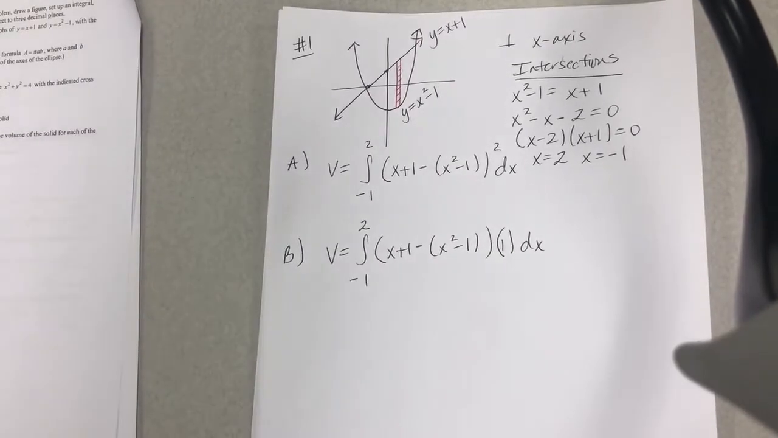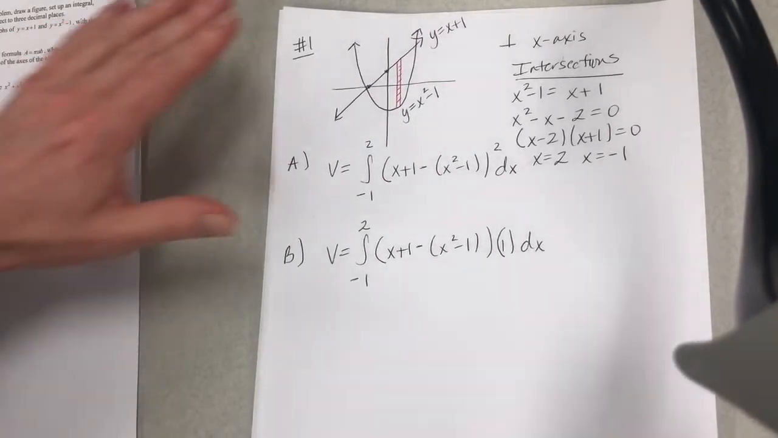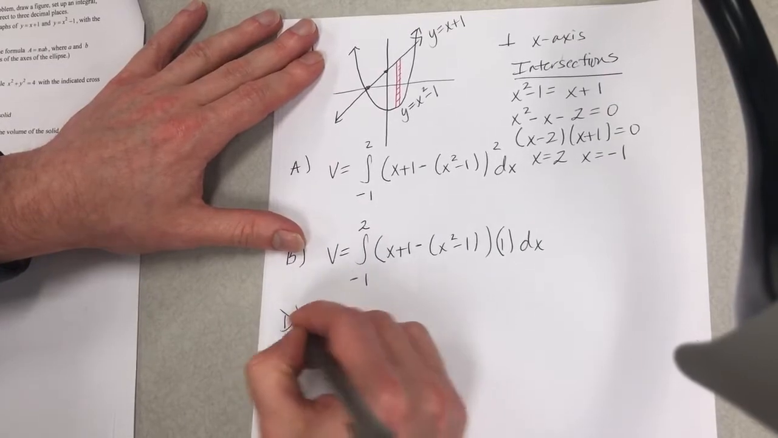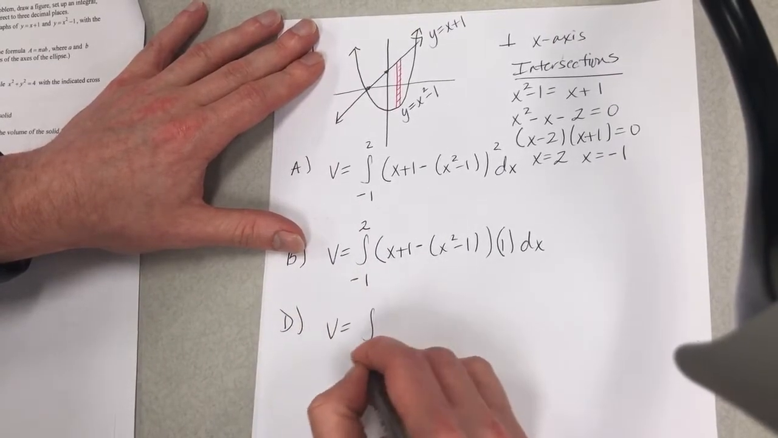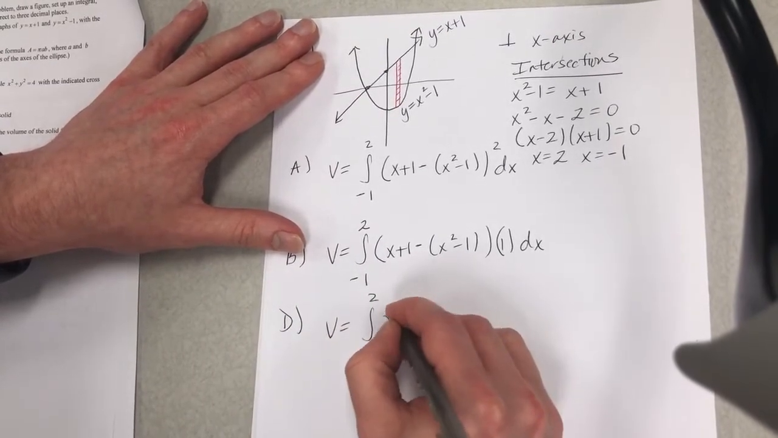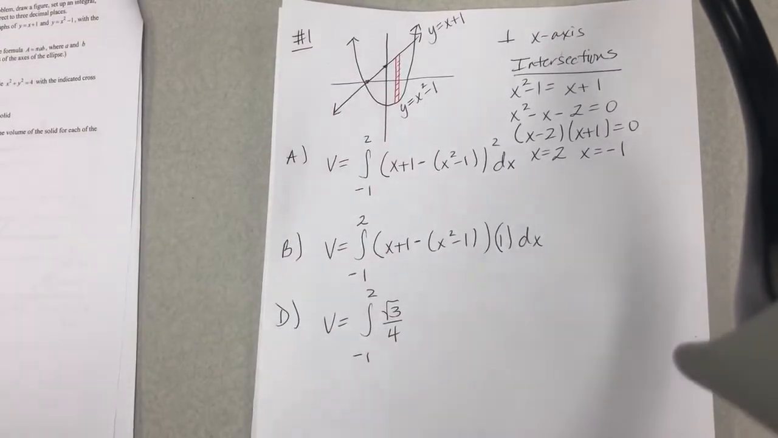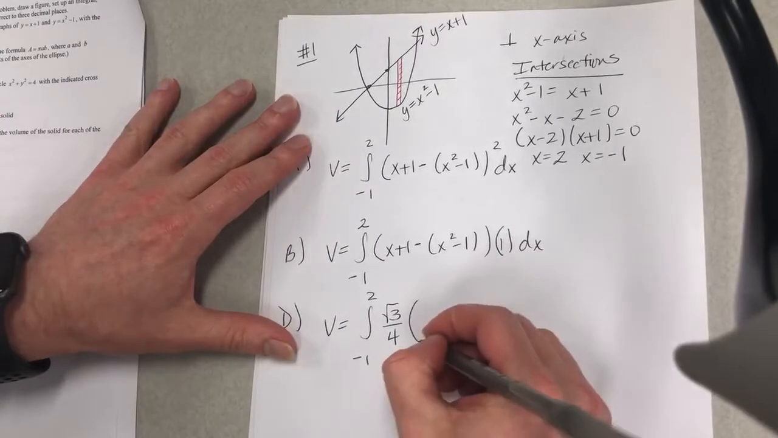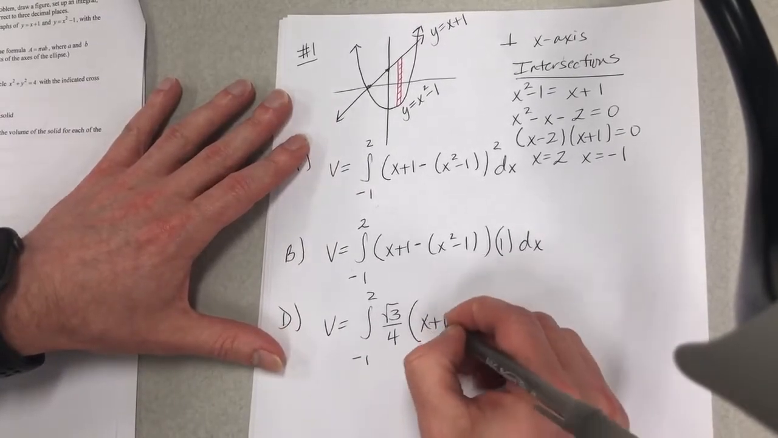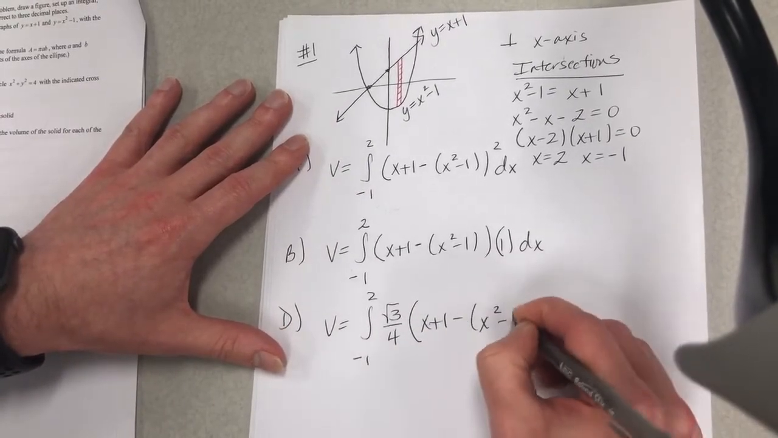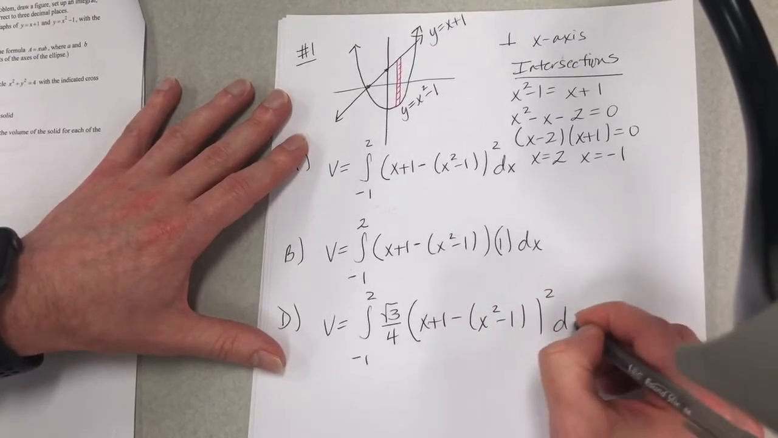Part C, we're going to skip. Part D, equilateral triangles. Same limits. The area of an equilateral triangle is square root of 3 over 4 times side squared. Your side is going to be top curve minus bottom curve. Ta-da, you're done.